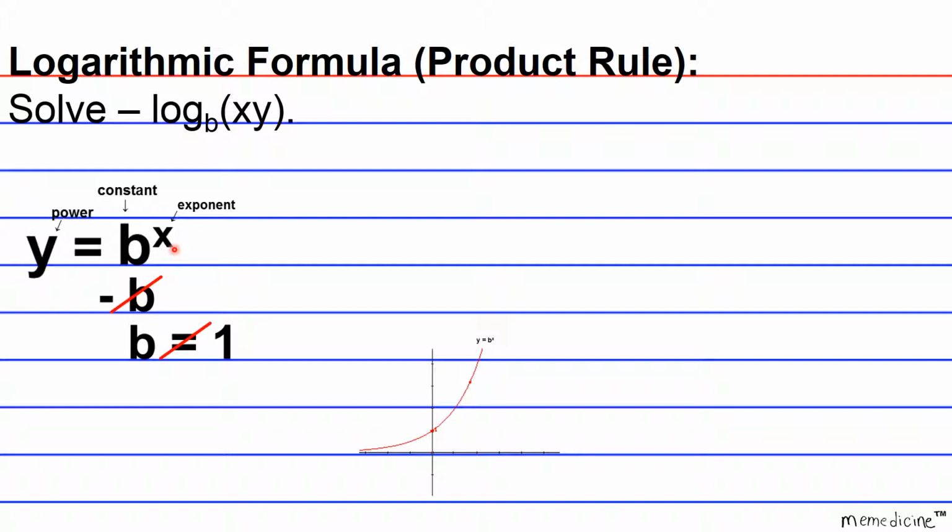A logarithmic function is the inverse of the corresponding exponential function with the same base. Let's demonstrate how you would format the logarithmic inverse of this particular exponential function. You're going to have y equals the log base b of x. In this format, it's kind of difficult to understand what's going on if this is your first time seeing something like this.